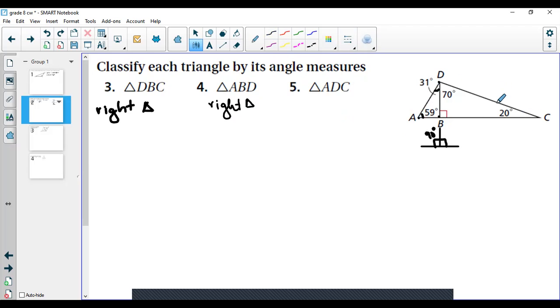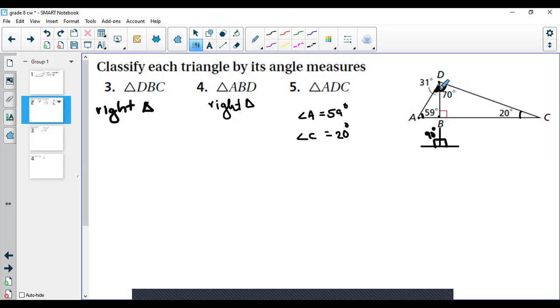Okay, moving to the next question, triangle ADC. So the bigger triangle they're asking. To make it clear for you, I'm writing this. Angle A already we know is 59 degrees, right? Angle C they have given us, that's going to be 20 degrees. So we have two acute angles here. The third angle determines what kind of angle that is. So here they gave us this to be 31 and this bigger part to be 70.